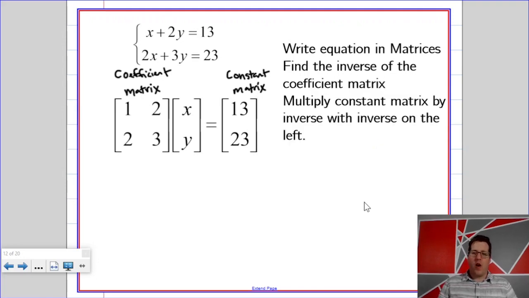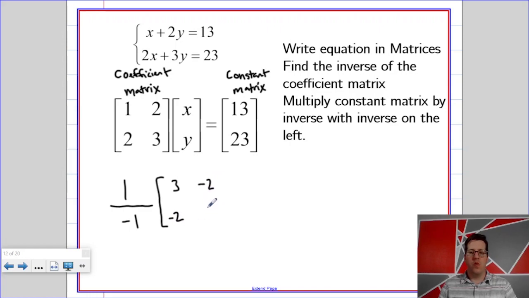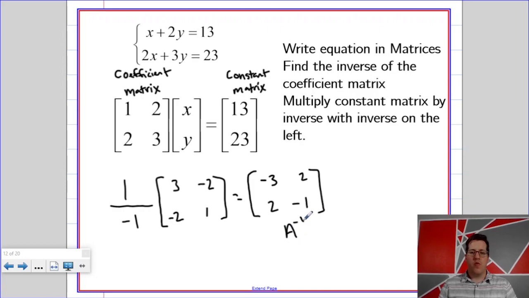So first, we need to figure out, is this matrix invertible? So our determinant is 3 minus 4. That is invertible, that's -1. And we're going to multiply that by the adjugate, which is 3, -2, -2, 1. And then our inverse is -3, +2, +2, -1. It's important that you label these things because when they look similar, you're likely to get confused.